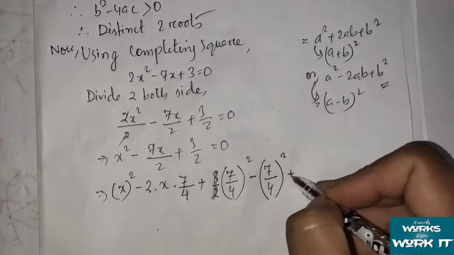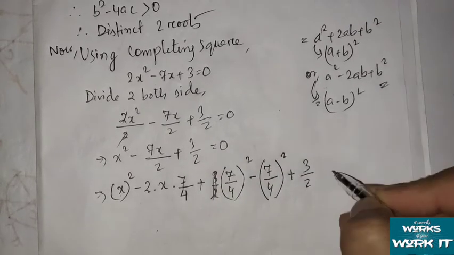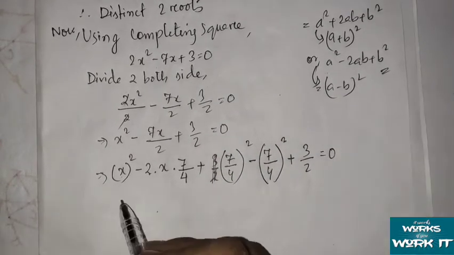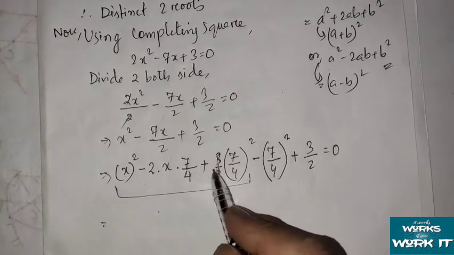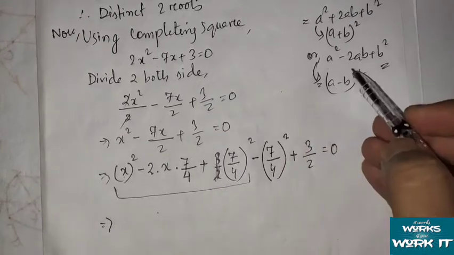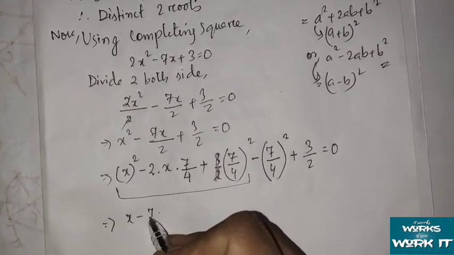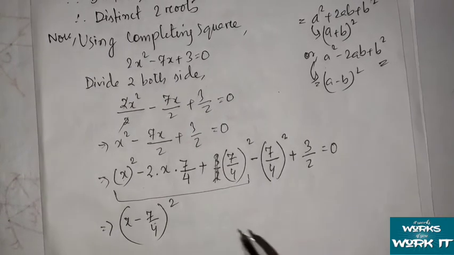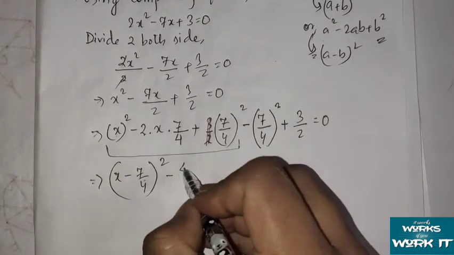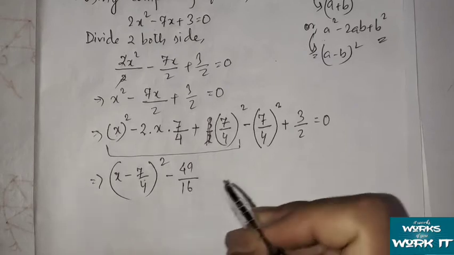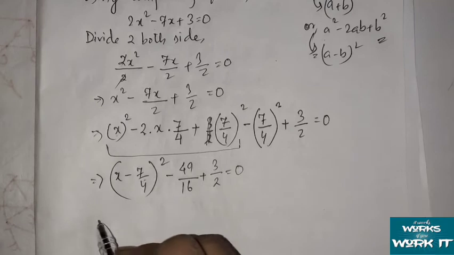Okay, and then after, what else we have in our original form, that is 3/2, that we will write here is equal to 0. Now from here to here we are getting a formula, that is a square minus 2ab plus b square. So for that we can write (a minus b) whole square. So (x minus 7/4) whole square. Then after, what is left here, that is (7/4) whole square. It will become 49/16 plus 3/2 equal to 0.